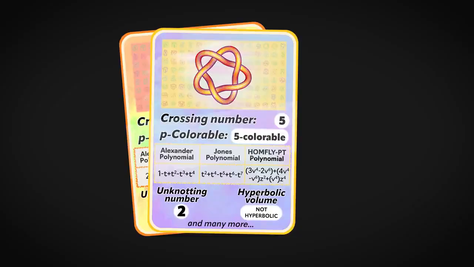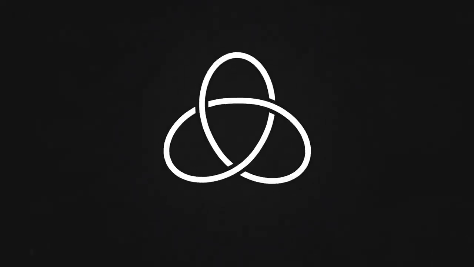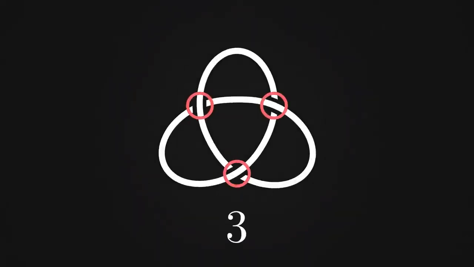They're not perfectly discriminating. I mean, some knots will share invariants, but if 2 knots have different invariants, then you know for sure that they are different. Crossing number is itself an invariant. 2 knots can't be identical if they have different crossing numbers. But the crossing number is surprisingly difficult to calculate.